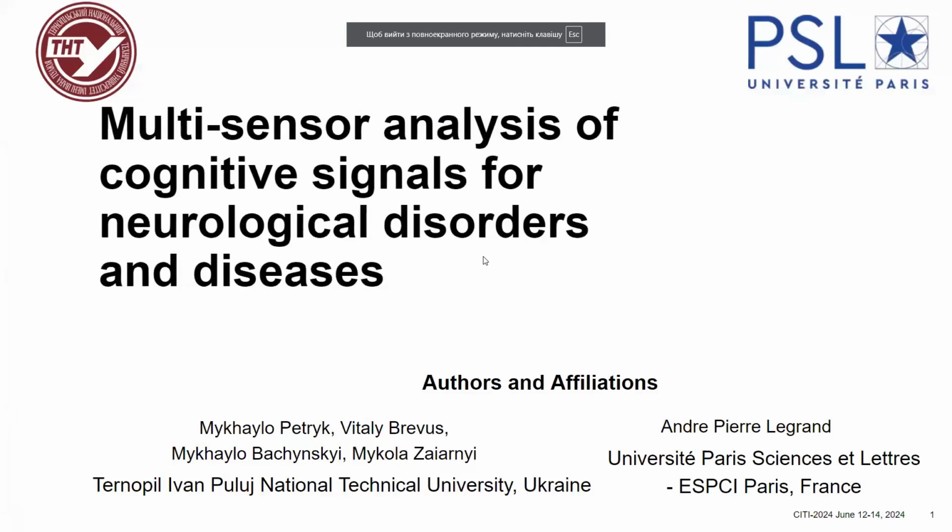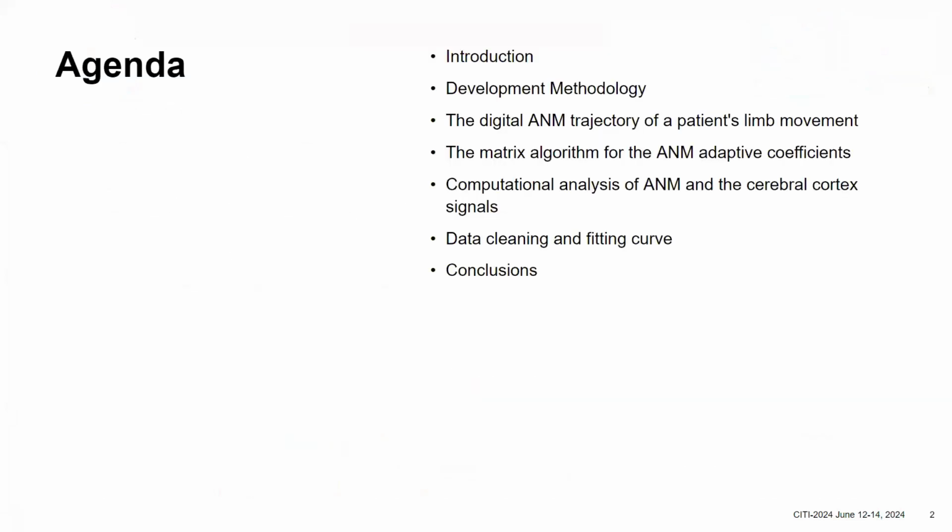Our paper is called Multi-Sensor Analysis of Cognitive Signals for Neurological Disorders and Diseases. Today I will talk firstly about our methodology. Second, we will take a look at the data collection and processing using the developed matrix algorithm. And lastly, we will take a look at the results of those calculations.